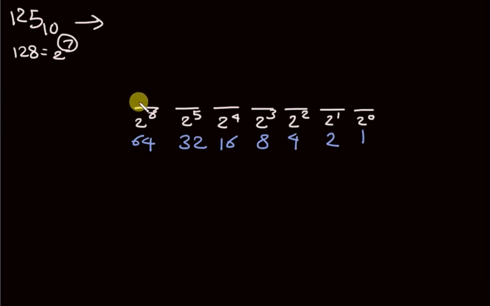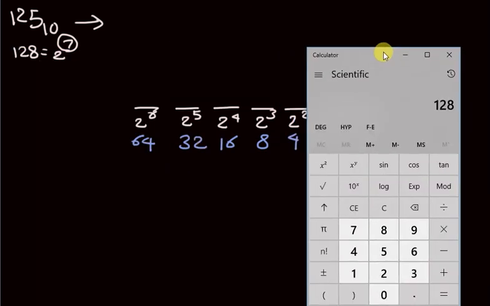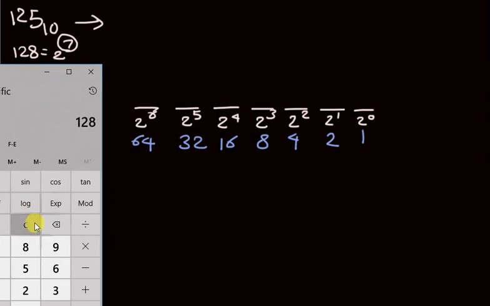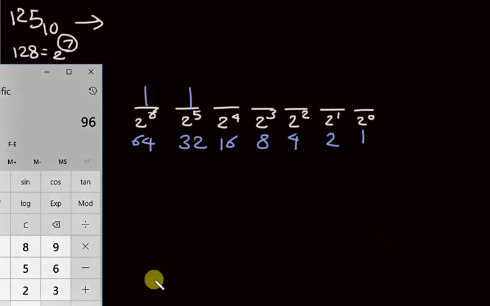So now I will add the numbers from the left side to the right side, and we'll figure out which ones to use. If I put 1, that means I'm adding that number. If I put 0, that means that number will not be used. So I have to add these numbers until I get 125. I put 64 plus 32, which gives me 96. That means I can put 1 for these numbers because they are smaller than 125.